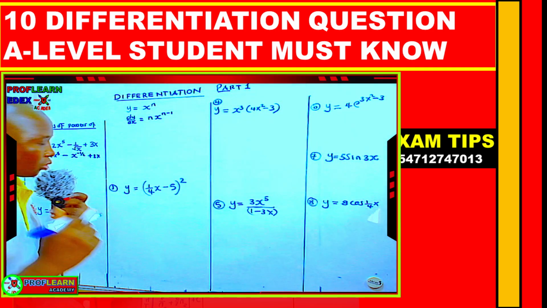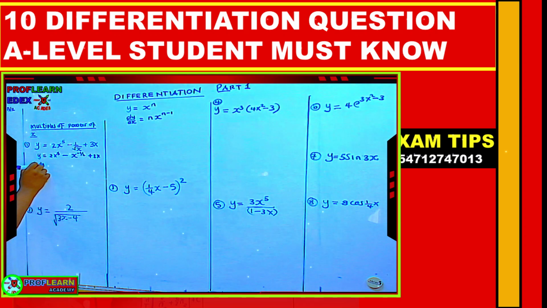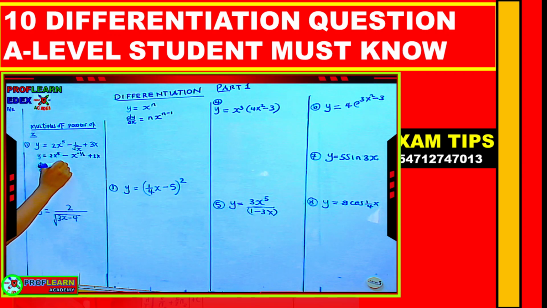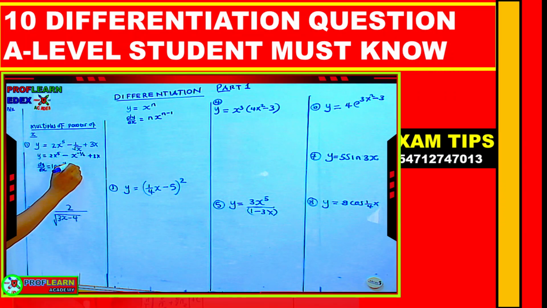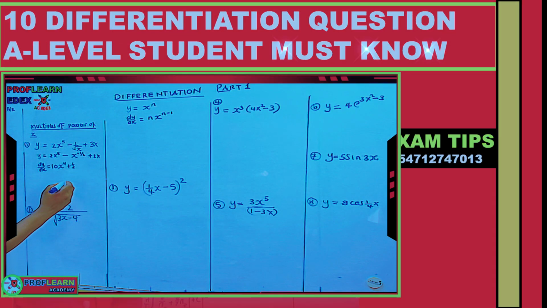So what I'm going to do, I'm going to say dy/dx in this case is going to be, this is basically 5. I'll take it down so that it becomes 10x raised to power 4. I'll take this negative half down so it becomes positive, so I'll have x^(-1/2 - 1), that will be negative 3/2. Then differentiating 3x, I'm going to get 3. So basically that's what you do when it comes to differentiation.